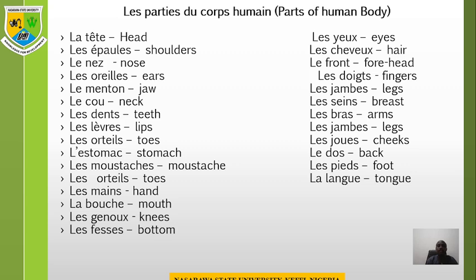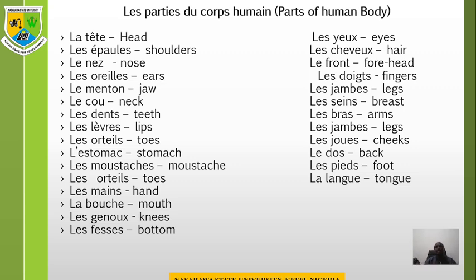Les yeux means eyes. Les cheveux means hair, the hair you have on your head. Le front. See, le front. It means forehead in English.